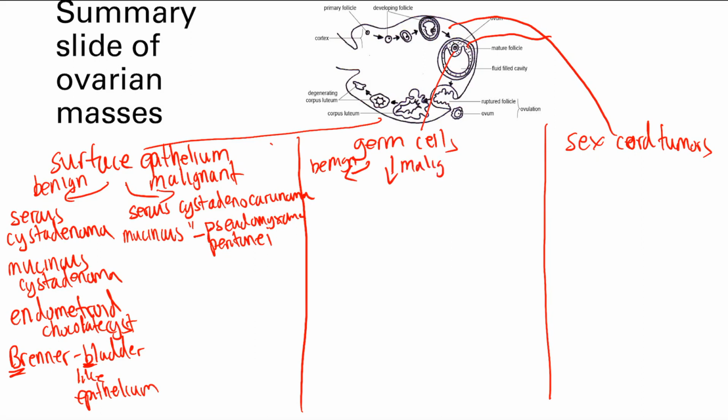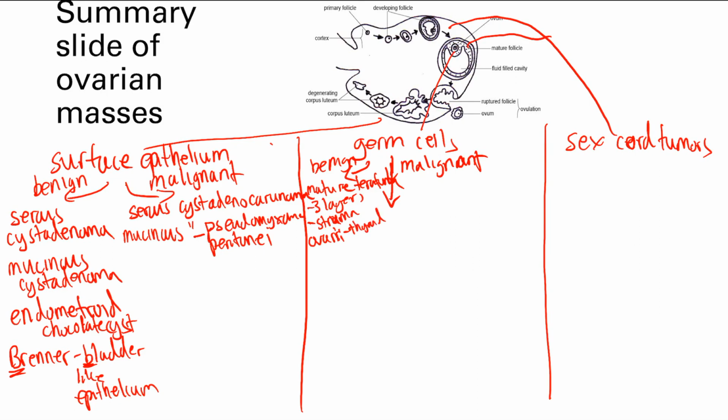Okay, so now we have germ cells, and again we can go to benign, and we have malignant. Let's extend this a little bit. So benign can be a mature teratoma, and that is the 3 layers. It's the monster. Remember, it's the monster. And then you can also have struma ovarii, which is when the tumor is made out of thyroid cells, and you get hyperthyroidism.